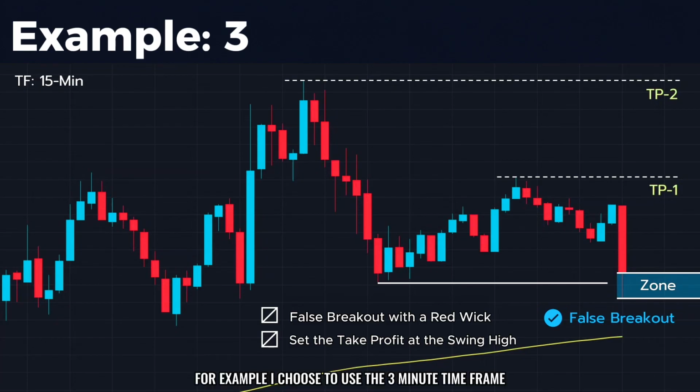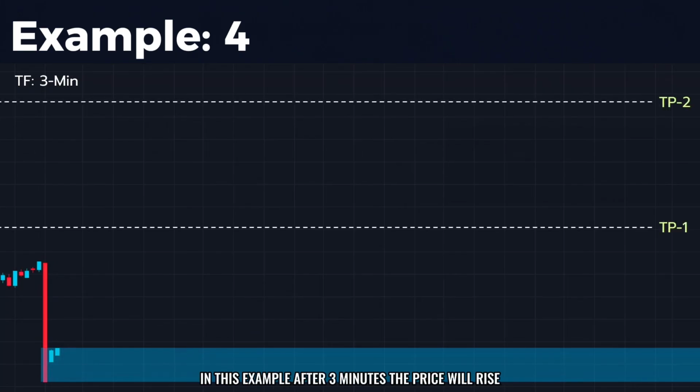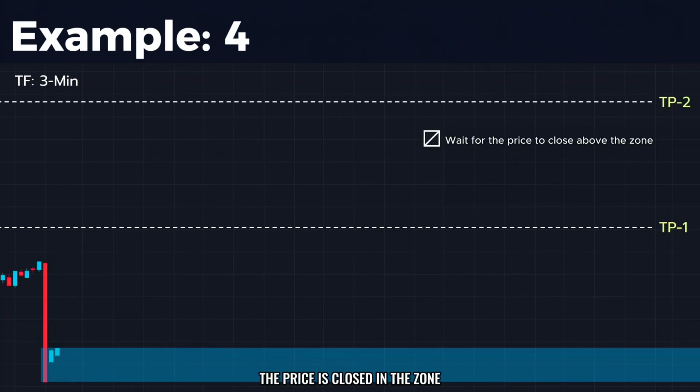For example, I choose to use the 3-minute time frame. Let's see how much effect it will have. The first step, we will draw the TP first from the 15-minute time frame. After that, the first check, the price will have to close in the zone that we drew. In this example, after 3 minutes, the price will rise. The price is closed in the zone. And most importantly, it's a big green bar. Therefore, we can buy at this yellow line.